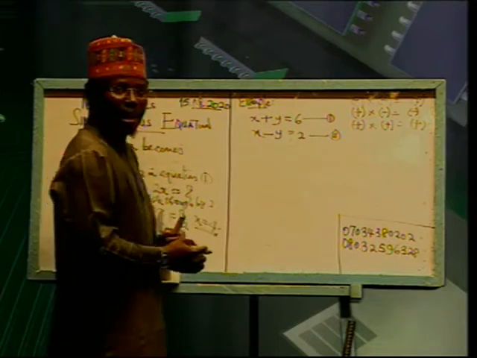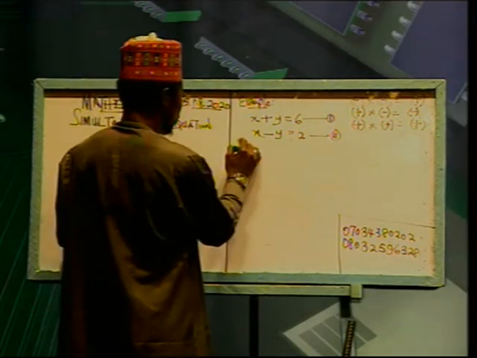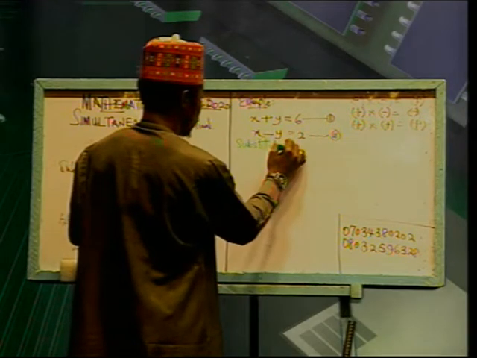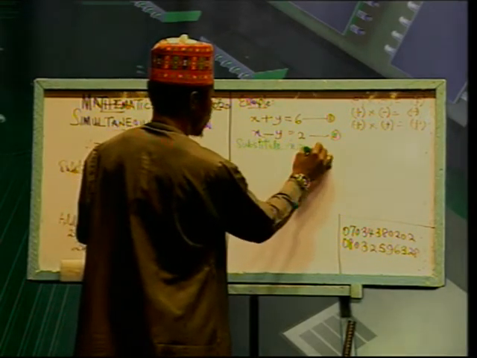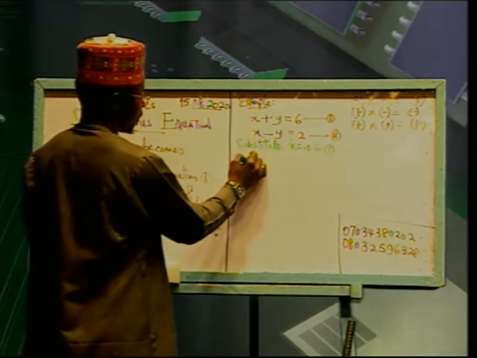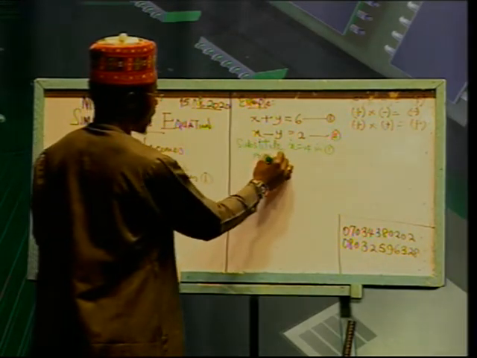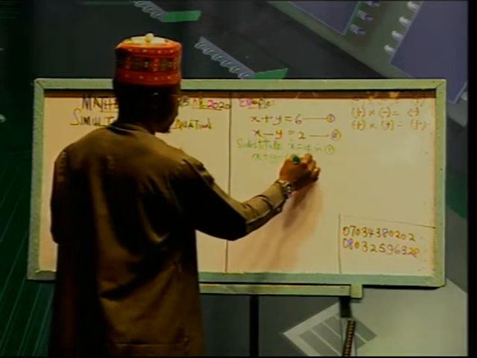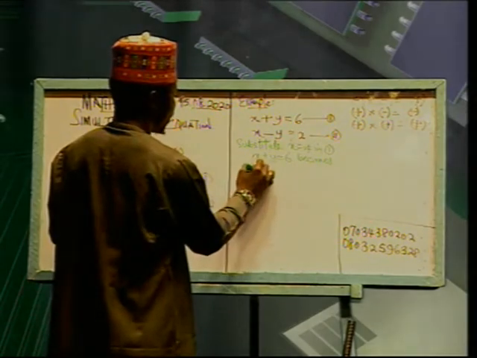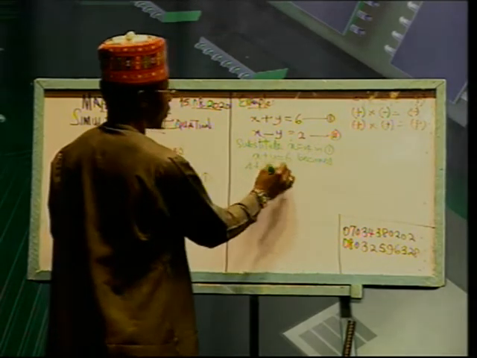X as 4 here. You now substitute x equals 4 in equation 1, let's say. So you have x plus y equals 6 becomes 4 plus y equals 6.